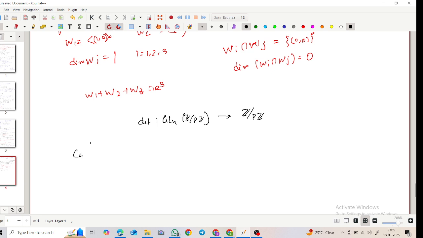See, GLN, the set of all invertible matrices GLN K, this is a group under multiplication, right? Group under multiplication. So now determinant AB is determinant A into determinant B. Okay. So now this is true, I think, because what I said, these are equally likely.